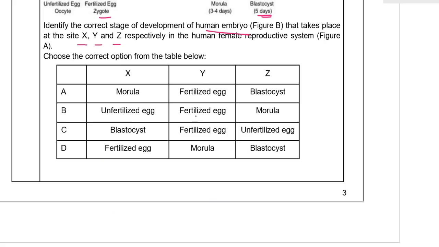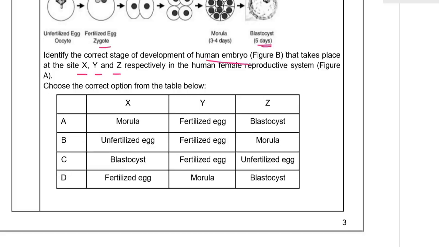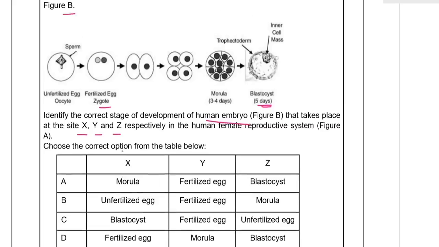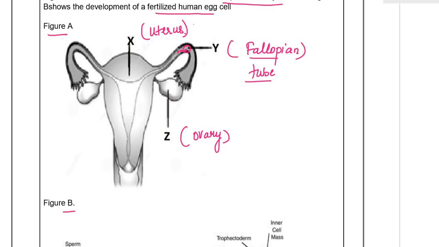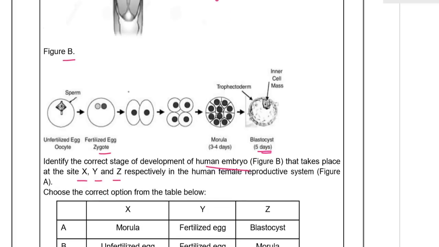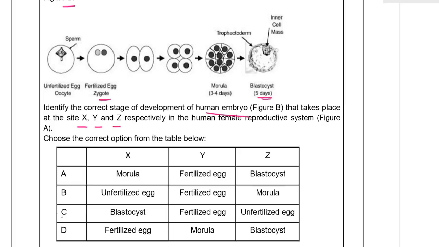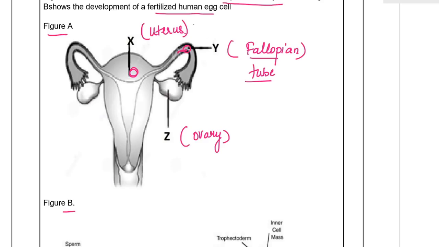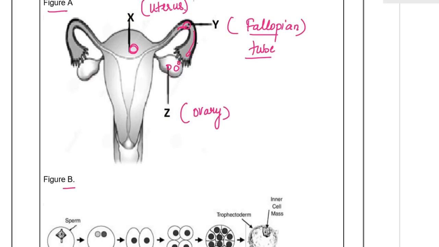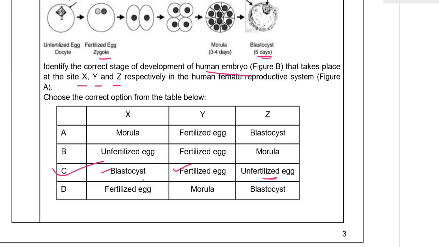So in Y, in 3 A, B, C, fertilized is given, and X is our uterus. So after fertilization, at the stage of 5-day, the blastocyst stage comes here. So option C would be the correct answer, because X is the blastocyst stage, Y is the fertilized egg in the fallopian tube, and Z is the unfertilized egg, because unfertilized eggs stay in our ovaries. Okay, the unfertilized egg then goes to the fallopian tube where fertilization takes place. So the correct answer would be option C.